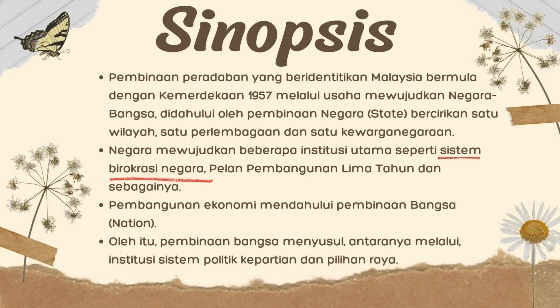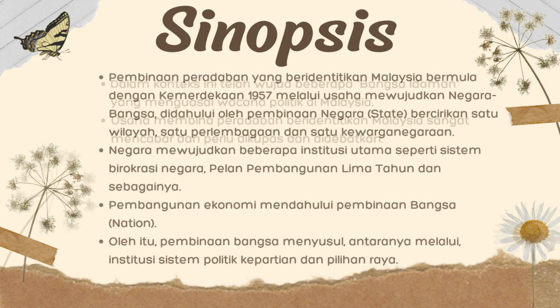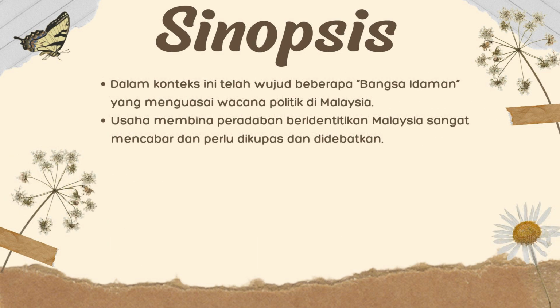Then economic development preceded nation building. So pembangunan ekonomi happened first, and then pembinaan bangsa happened. Political parties and elections contributed to nation building. There were different bangsa idaman. Building a Malaysian civilization is challenging. So this is basically what you'll be learning or covering in this topic 5.